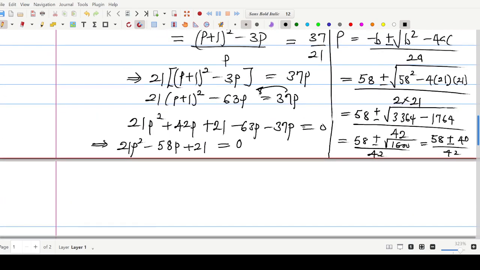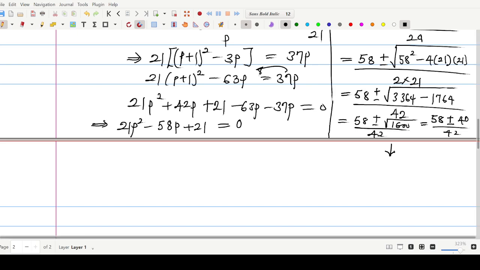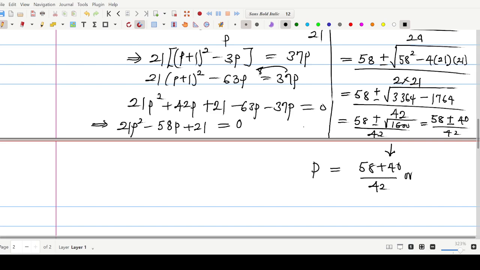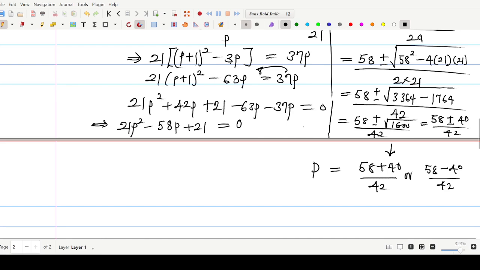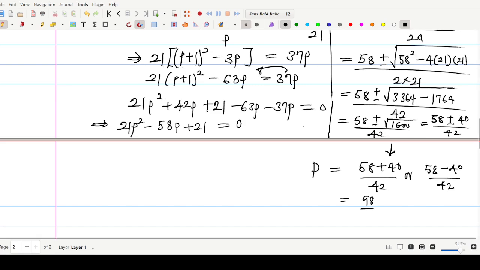So we continue the solving from this point of view. This is a continuation. Can you see that? Then that means my p values are p equals 58 plus 40 over 42, or you have 58 minus 40 over 42. Can you see that? Then what we do, we manipulate them. 40 plus 58 will give us 98, then divided by 42. So that means we have 98 divided by 42.